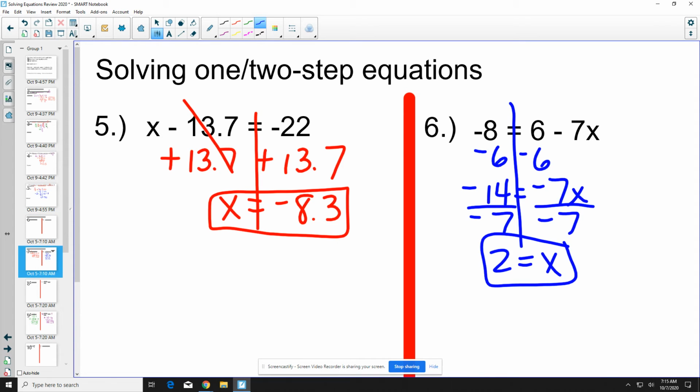All right, let's check. So on number 5, did you add 13.7 to both sides to get a -8.3? Number 6, first you had to subtract 6 because 6 takes away 6 is 0. That cancels. You should get a -14 equals -7x, then divide by -7. So negative divided by negative gives you a +2. All right, if you did okay, we're going to go to 7 and 8. If you didn't, I want you to pause the video and look at it again to make sure you understand.